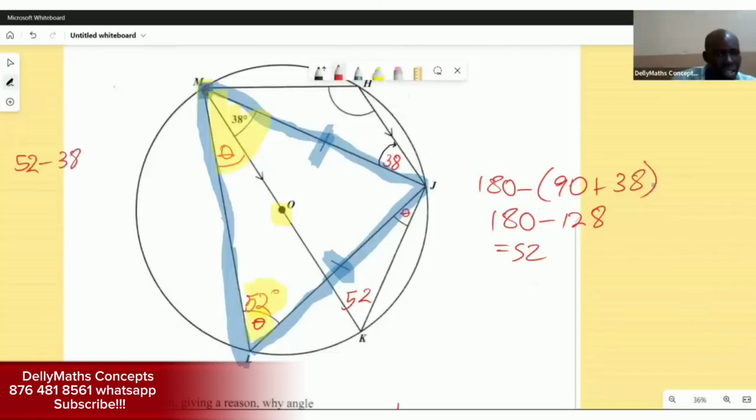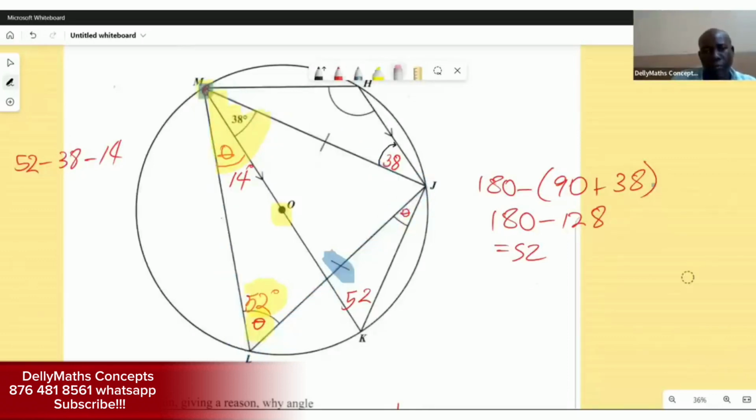If 52 minus 38 is going to give me 14, which means this little piece here is 14, because everything here is 52. And that's the point we're making right there. Let's take back some stuff, right? So then that is 14.